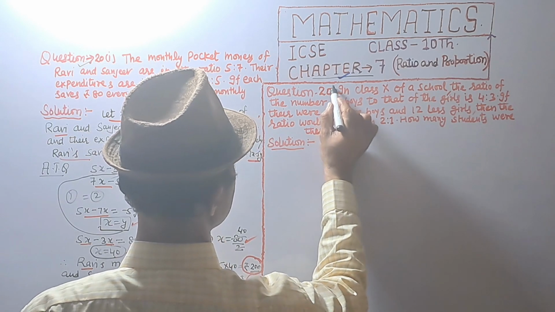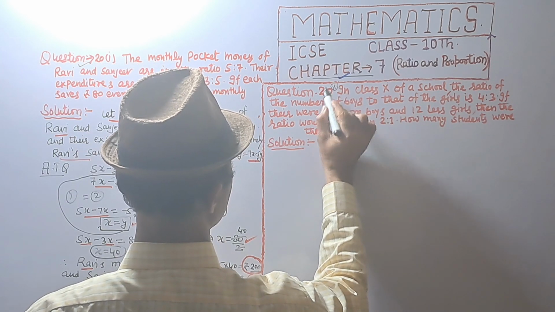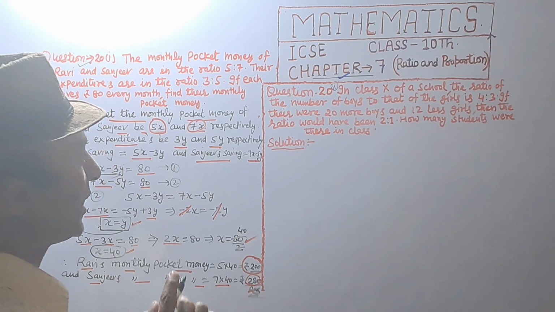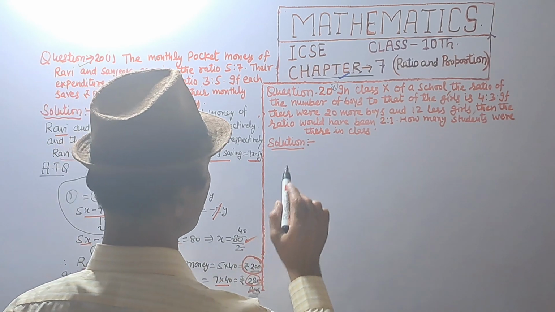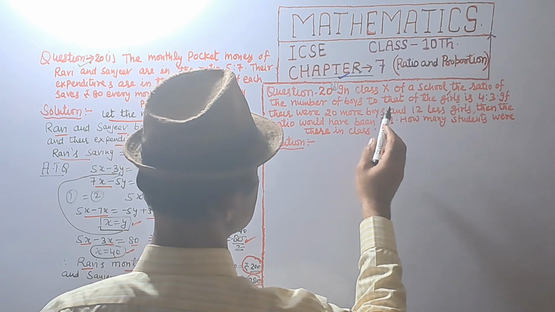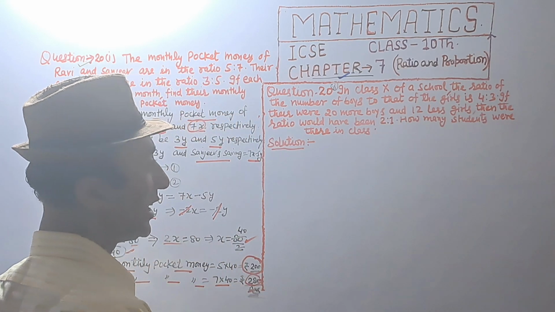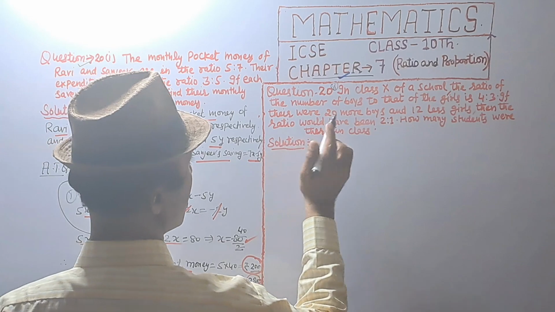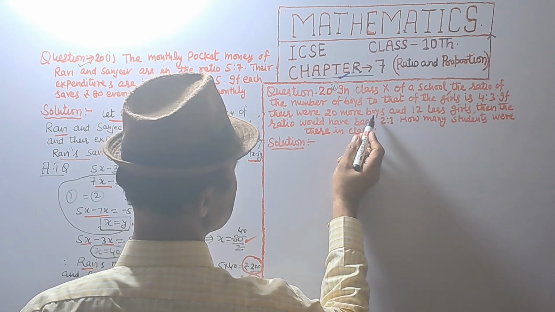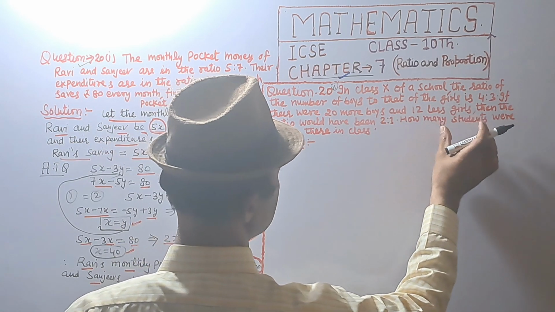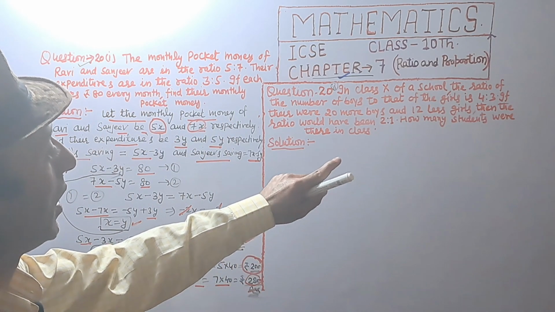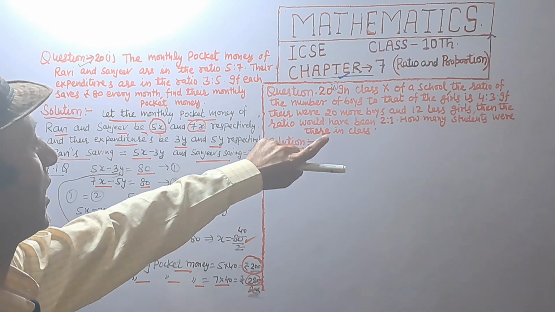Question number 20, second part. In class 10th of a school, the ratio of number of boys to that of girls is 4:3. If there were 20 more boys and 12 less girls, then the ratio would have been 2:1. How many students were there in class?